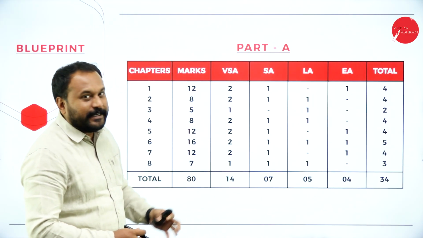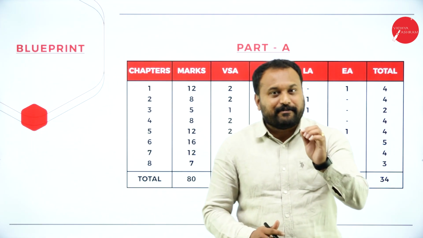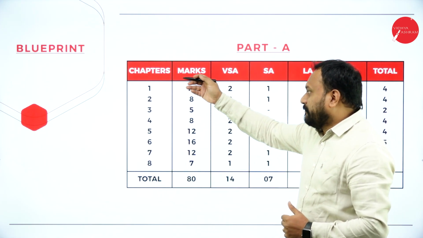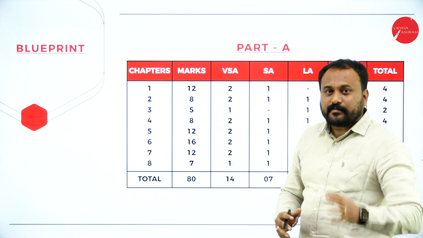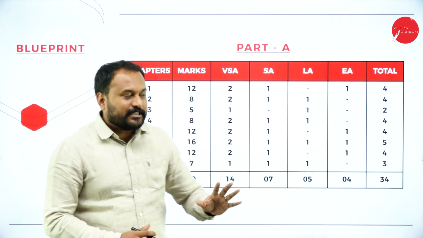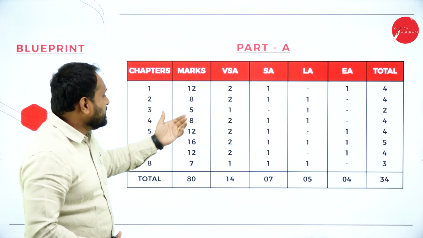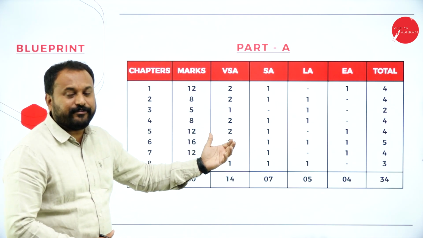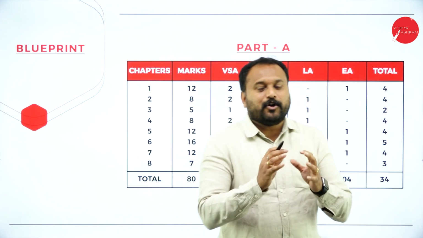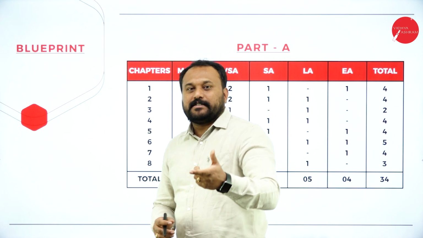Now here the blueprint of part A is totally different from what it was before. So let's have a quick recall of what exactly we have right now. Part A will have 8 chapters. Each chapter has its own allotted marks. So just understand the marks here. The first chapter has 12 marks, the second chapter 8, the third chapter 5. So these are the allotted marks. When you go with the allotted marks, you will understand that it's very easy to pass.